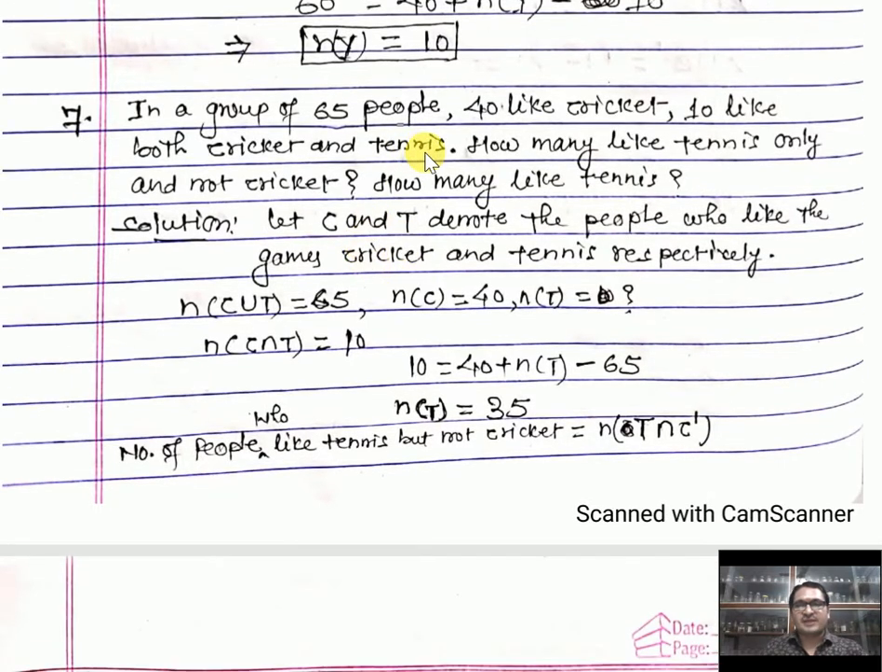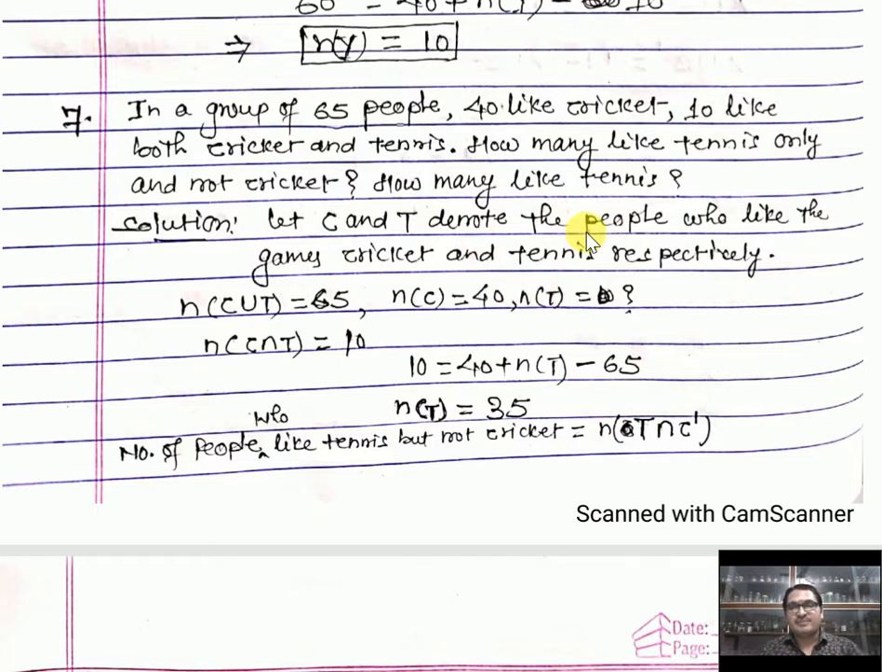Question number 7. In a group of 65 people, 40 like cricket and 10 like both cricket and tennis. How many people like tennis only, and not cricket? First, let C and T denote the sets of people who like the games cricket and tennis. C means cricket and T means tennis. The group is 65 people, so that is C union T, 65. n(C) is the number of people who like cricket, 40.